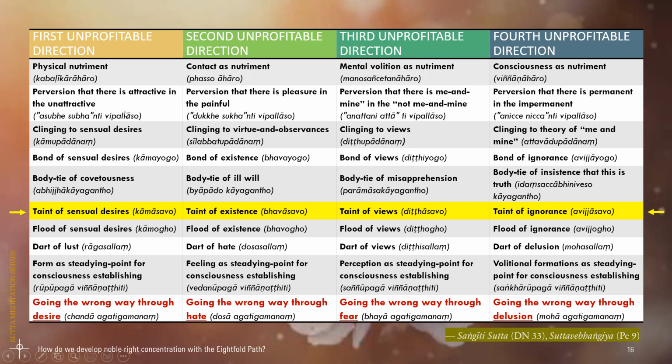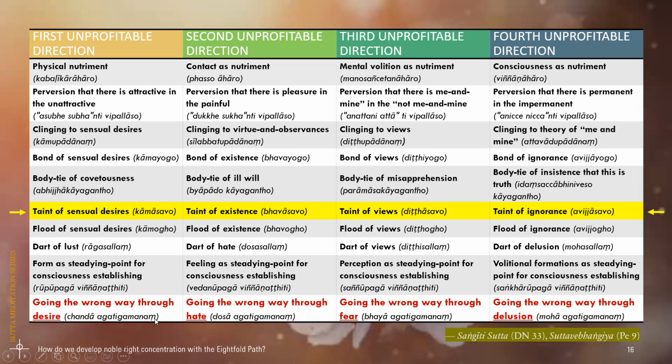And these taints arise because of the four nutriments. So physical nutriment, contact as nutriment, mental volition as nutriment, and consciousness as nutriment. This is why the taints come to arise. And as we know, there are many other conditions in between that also lead to the arising of the taints. So the perversions, our craving, clinging, bonds, body ties. And so when the taints arise as a condition of all these other things, then what we know is that it leads to the floods, the darts, and consciousness will steady on any of these points, so form, feeling, perception, and volitional formation. And so we go the wrong ways.